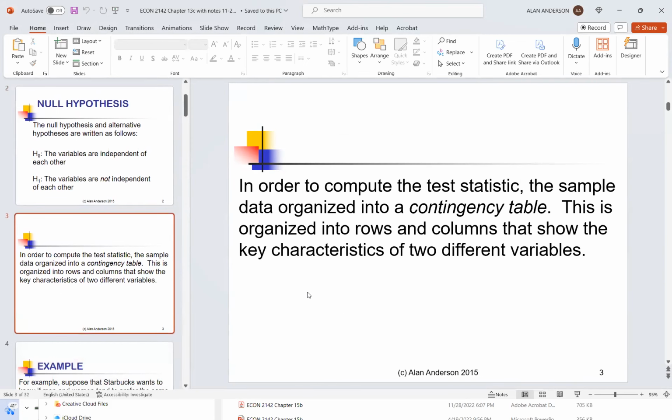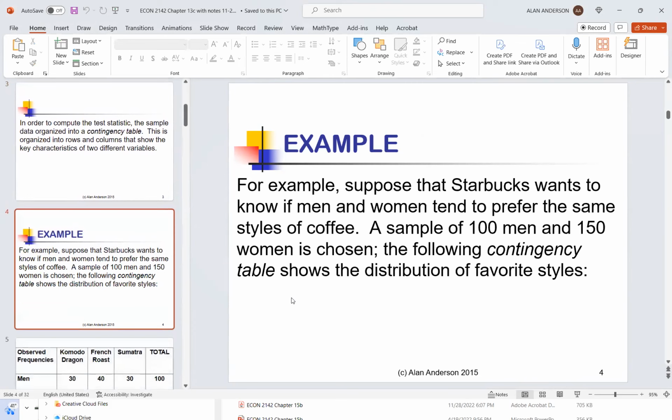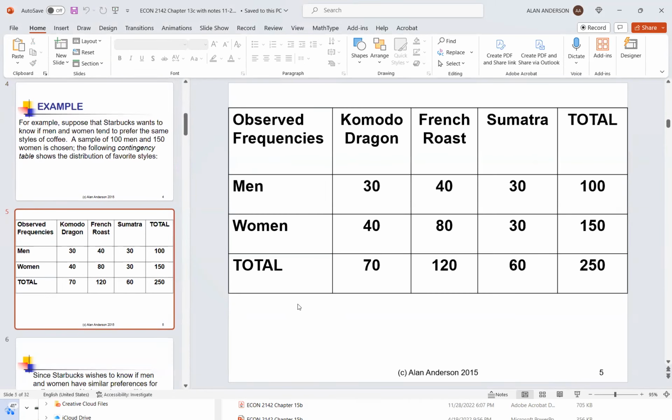Now, how does this work? Well, let's just look at an example. Imagine that Starbucks is trying to know if men and women tend to prefer the same styles of coffee. So the variables of interest are the coffee flavor that people prefer and gender. And we want to know if they're independent or not. So we choose a sample of 100 men and 150 women, and we ask them which is their favorite flavor. So the following table, which is known as a contingency table, shows us what we need to know.